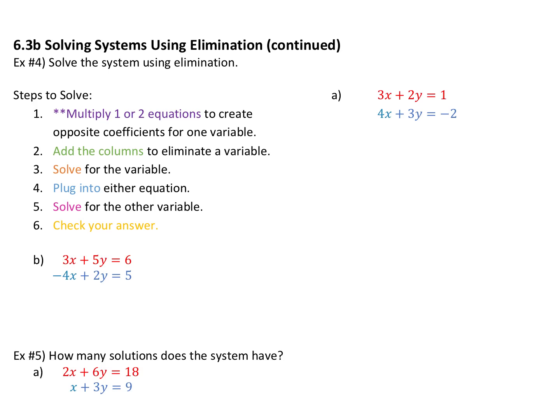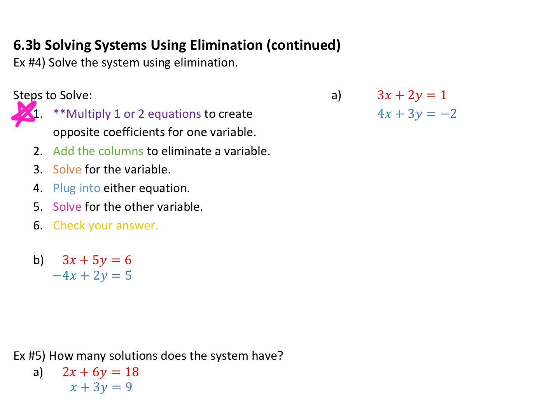So this is just continuing from yesterday. Example 4 says solve the system using elimination. It's the same steps as you saw before, but it's going to involve step 1 a lot more often, where you have to multiply one equation or both of your equations to be able to eliminate something.